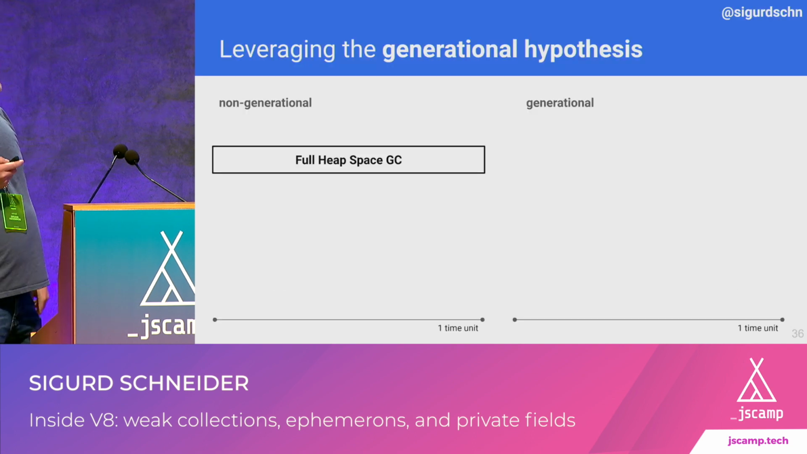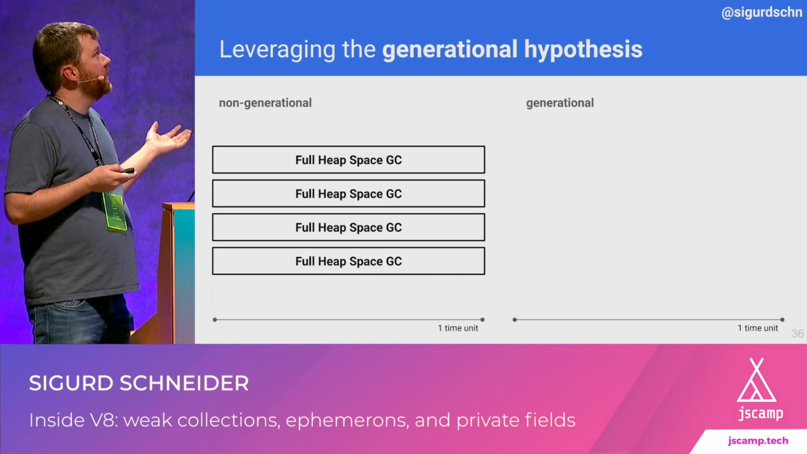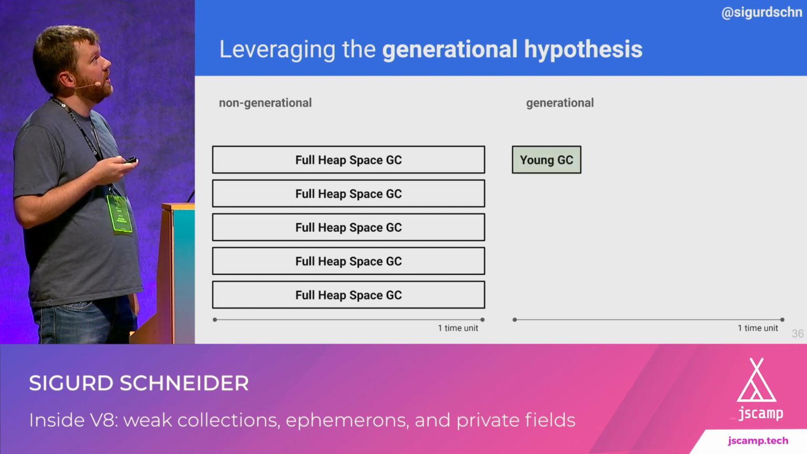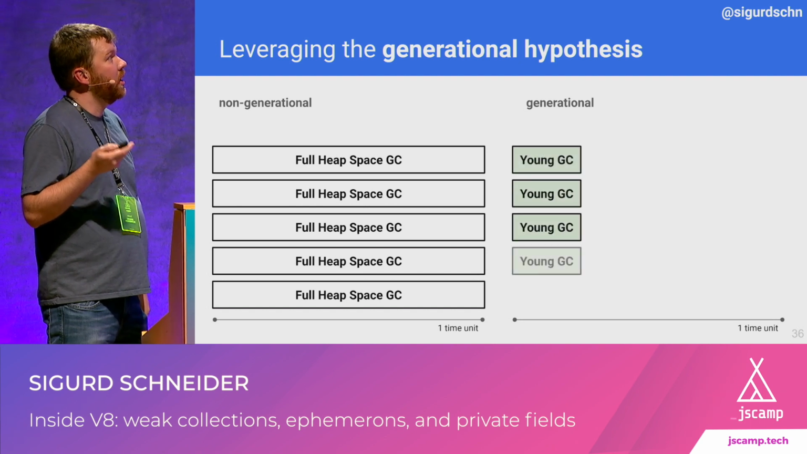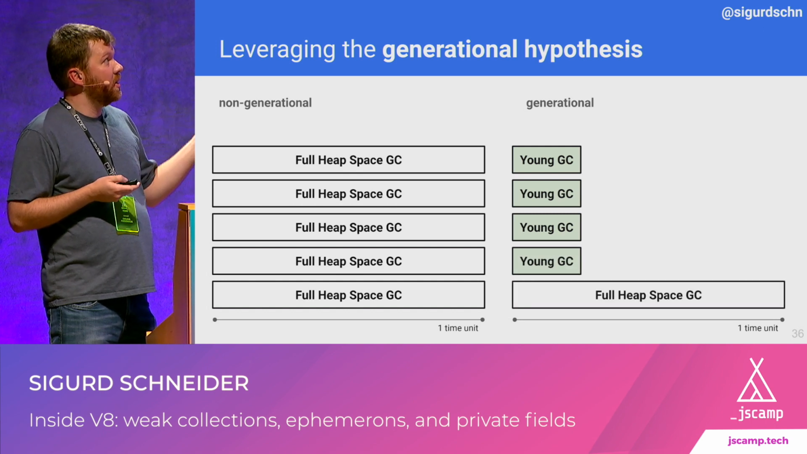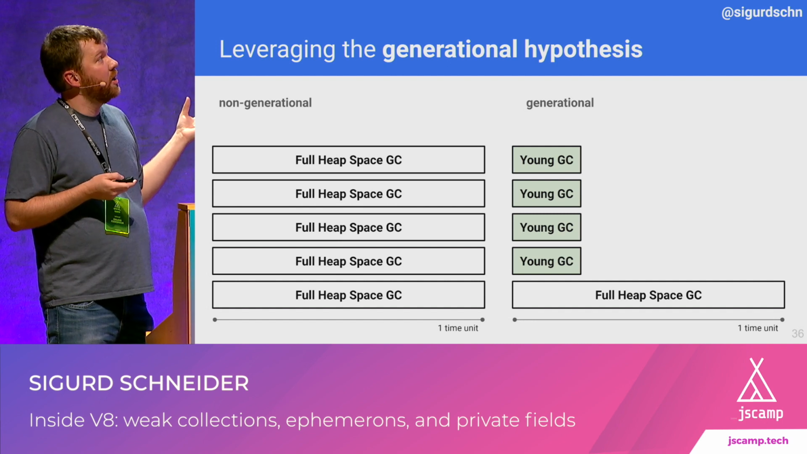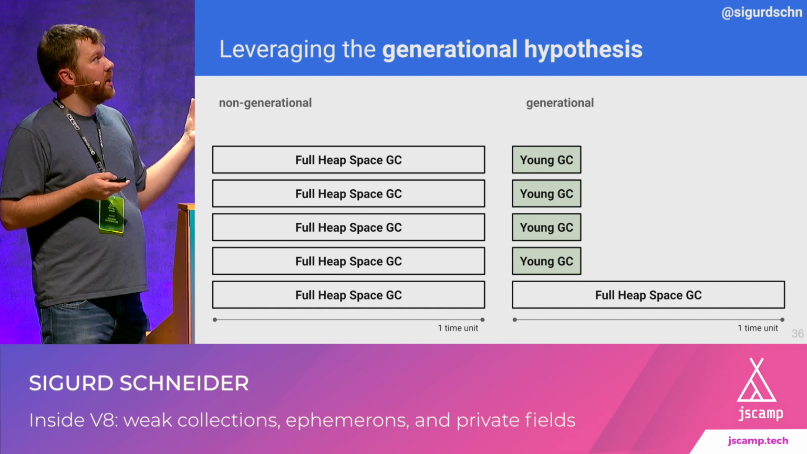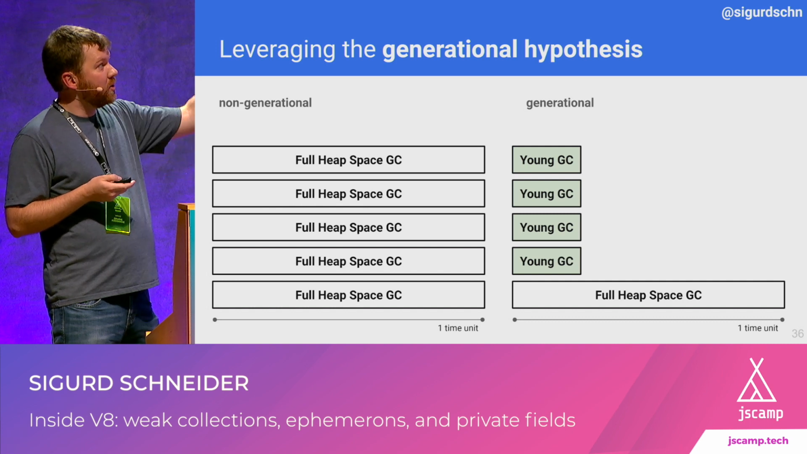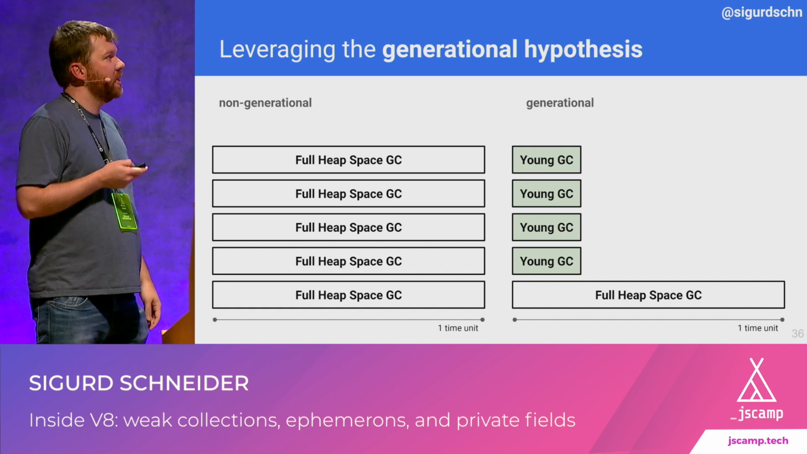So here's a picture that illustrates this. In a non-generational GC, when you do 5 GCs, you spend 5 time units. In a generational GC, you could opt to do 4 young space GCs and then a full heap space GC. This only costs you 2 time units, but by the generational hypothesis, you know that most of your dead objects will be in the young generation anyway. So you will find most of the dead objects, although you spend much less time GCing.